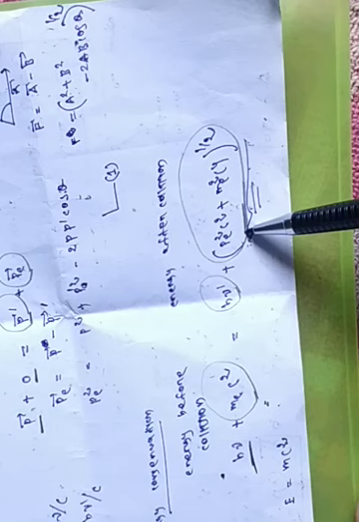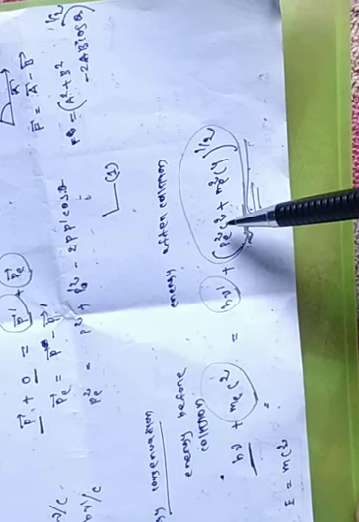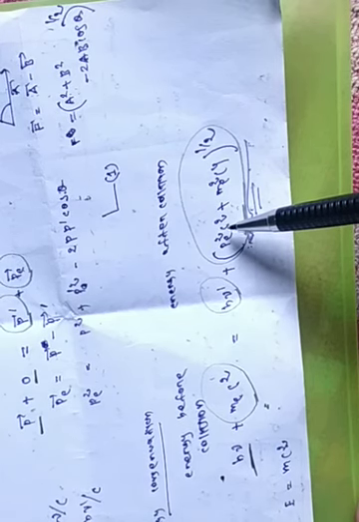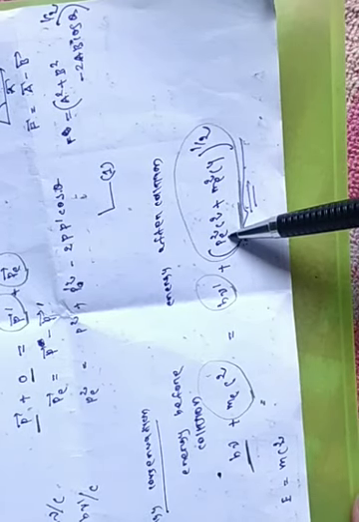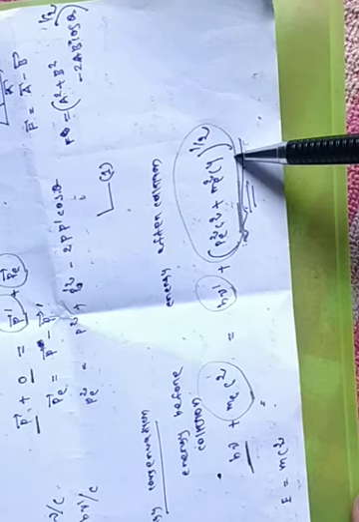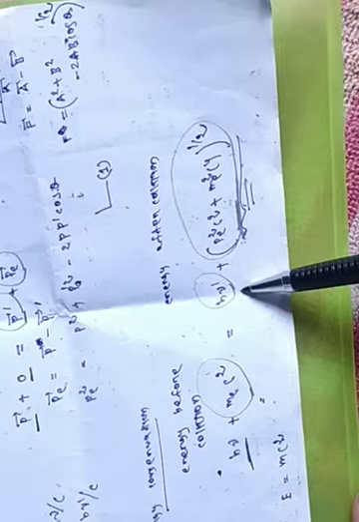It comes from the Einstein energy-momentum relation: E square is equal to p square c square plus m0 square c4, or E is equal to the square root of p square c square plus m0 square c4. That is the Einstein relation. Here p is the momentum of the electron, so this is the energy of the recoiled electron. This is the energy of the scattered photon. This is the energy of the rest electron. This is the energy of the incident photon.